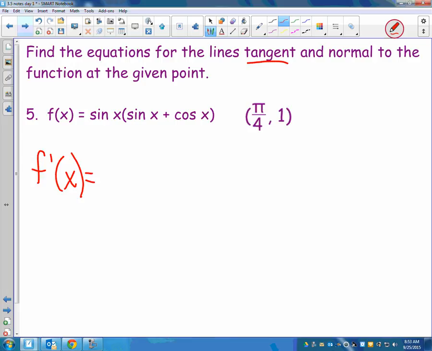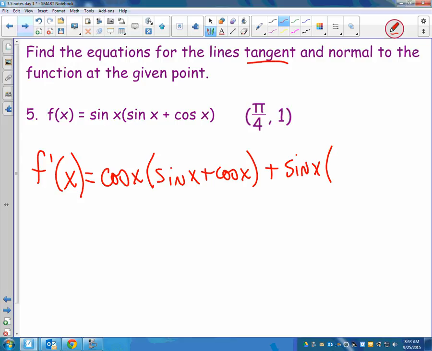What is the derivative of sine of x? Cosine of x. Leave the inside alone. Sine of x plus cosine of x. Plus, again, I kind of like to just write the first one again. So I'm going to write plus sine of x. And then what would the derivative of sine of x plus cosine of x be? Cosine of x minus sine of x.